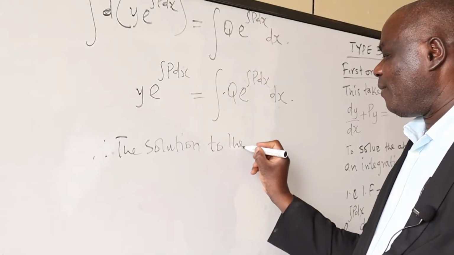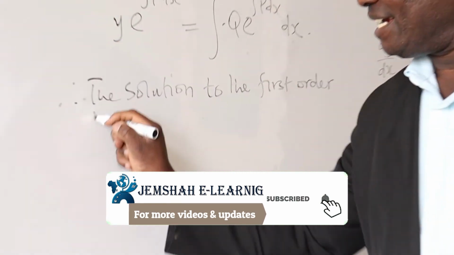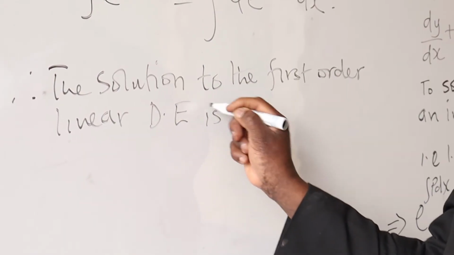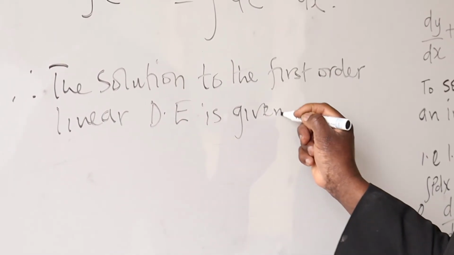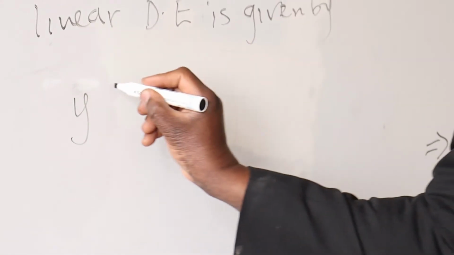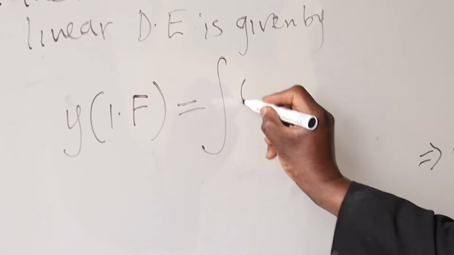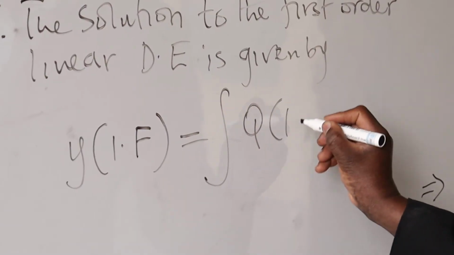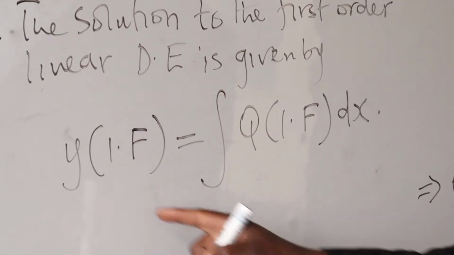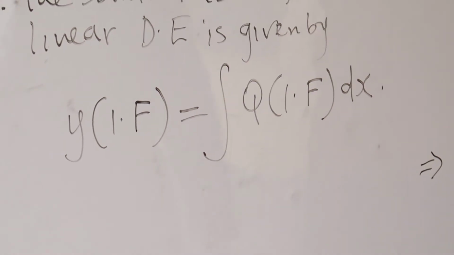to the first order linear DE is given by y multiplying the integrating factor, which will be equal to the integral of q multiplying the integrating factor, then dx. And that's how we'll be solving our first order linear differential equations.